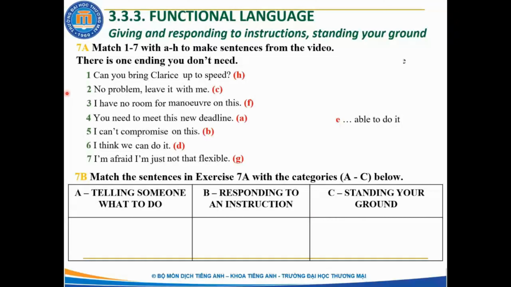Như vậy mình sẽ phải cần đưa những cái câu từ câu số 1 đến câu số 7 ở phần 7A vào từng mục thế này. Như vậy là theo các bạn thì những câu nào trong 7 câu này sẽ có thể sử dụng để đề nghị hoặc là yêu cầu hoặc là nói ai đó làm một điều gì đó. Và những câu nào thì mình sử dụng để đáp lại một cái lời hướng dẫn nào đó của ai. Và những câu nào thì mình có thể sử dụng để giữ vững cái lập trường của mình. Alright. Now please spend some time doing the exercise.